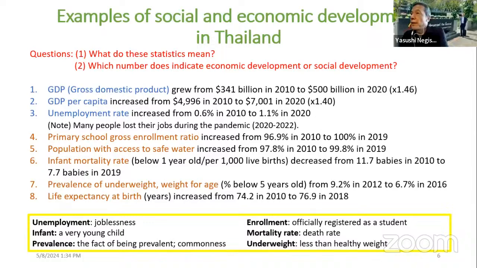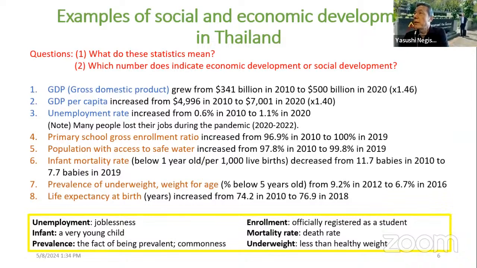In this slide, I listed 8 typical statistics which cover a country's development. The first 3 are the numbers to assess economic development, and the last 5 are for social development. Let me explain one by one. First, GDP, gross domestic product, is the monetary value of all final goods and services made within a country during a specific period.